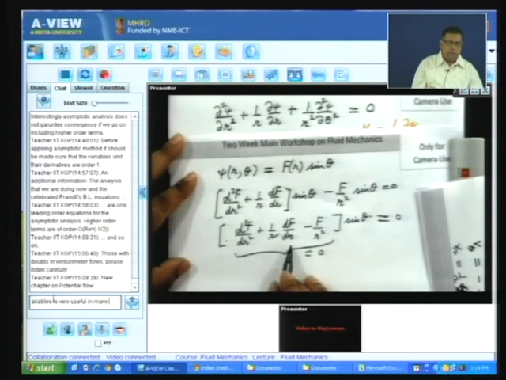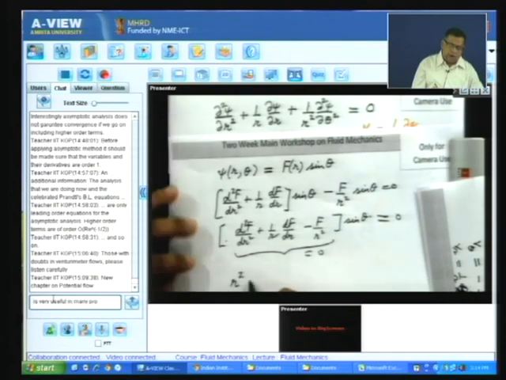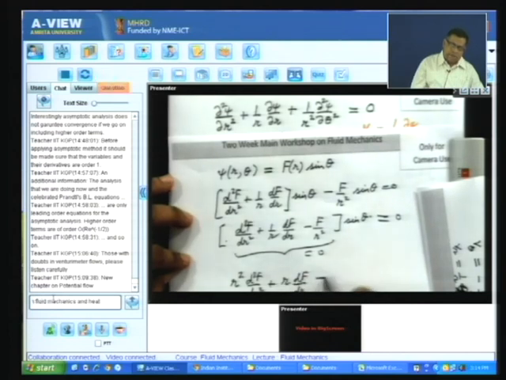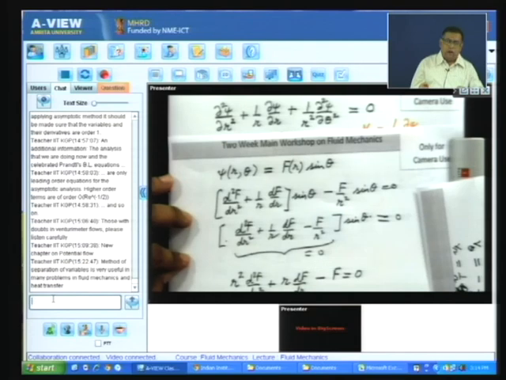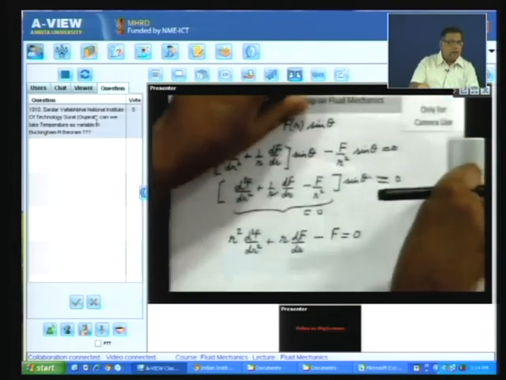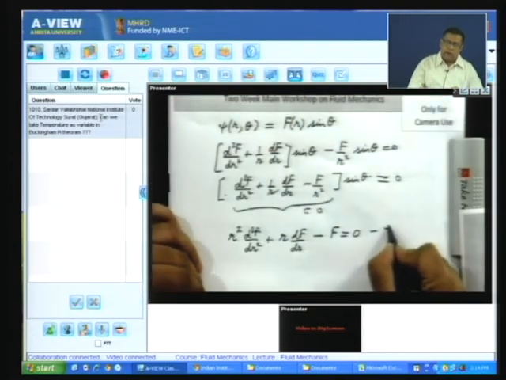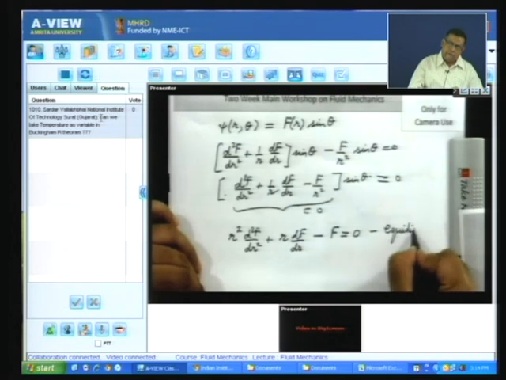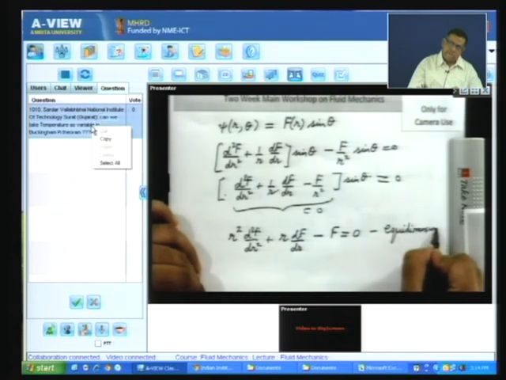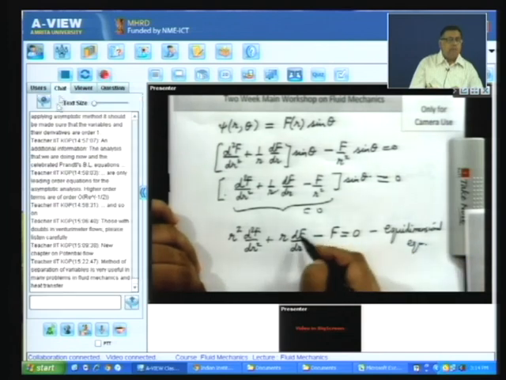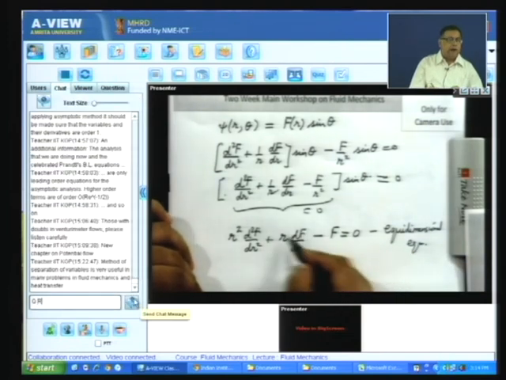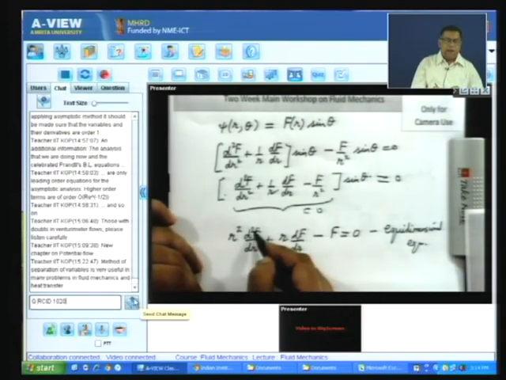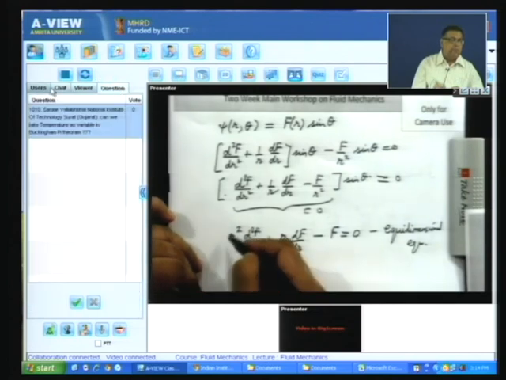Now, it is convenient if you multiply this whole equation by r squared. You can write it as r squared d2f dr squared plus r df dr minus f equal to 0. Now, you can recognize this as the Euler-Cauchy equation, or some others call it the equidimensional equation. Here you are differentiating once with respect to r and multiplying by r. Here you are differentiating f twice with respect to r and then multiplying by r squared.